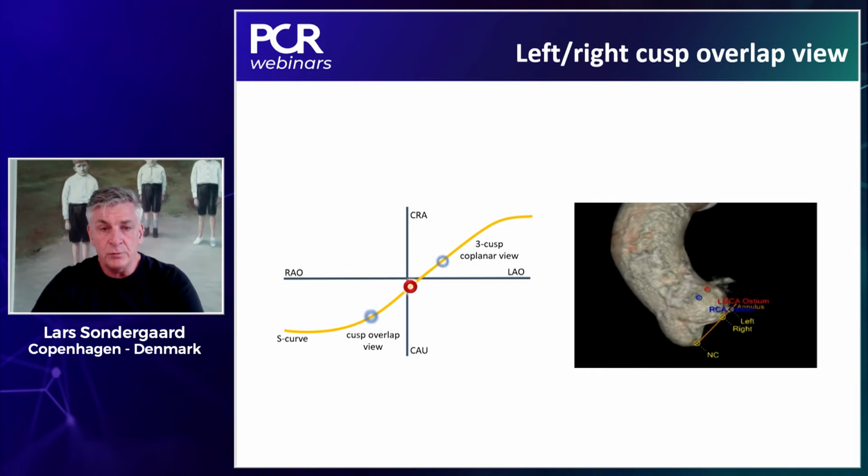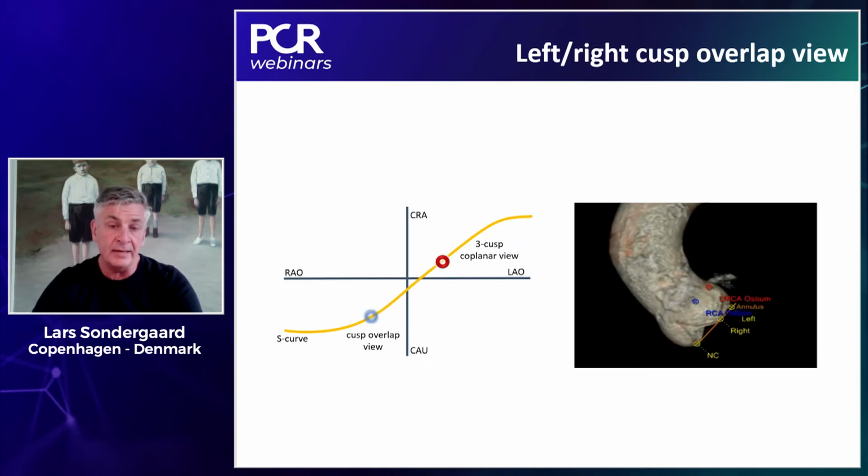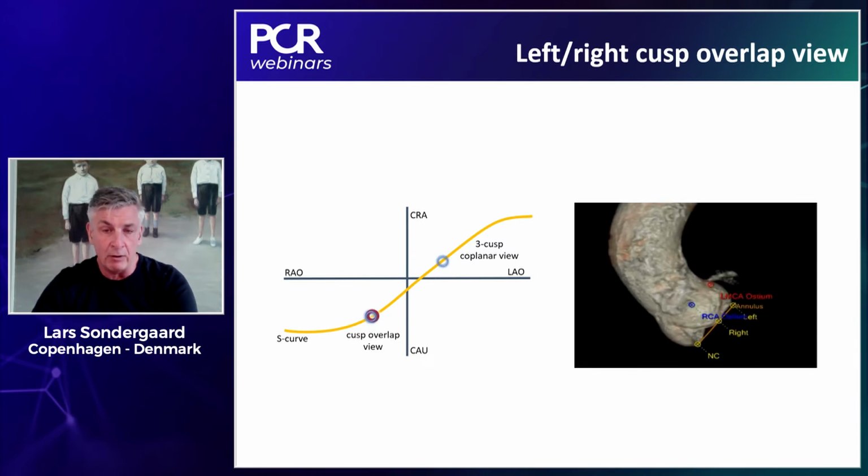There's been a move from using a classical 3-cusp coplanar view, which is often with a C-arm in an LAO cranial projection, to now move the C-arm towards an RAO caudal projection, which is defined as a left-right cusp overlap view. This is a projection you can determine on your pre-procedural CT scan. And the reason people are using this now is to try to have a lower rate of conduction abnormality. You have a better understanding of how deep or how high you are with your implant in a cusp overlap view compared to a classical 3-cusp coplanar view.